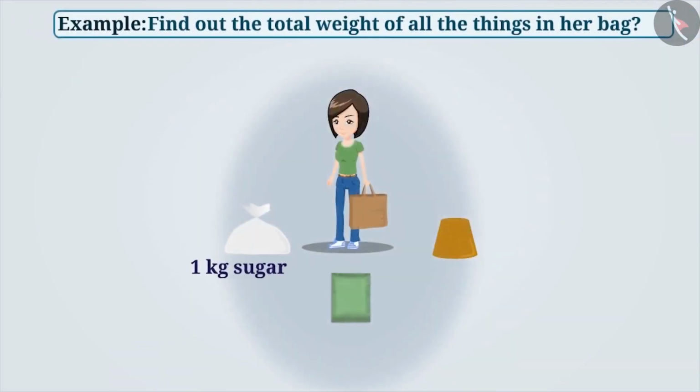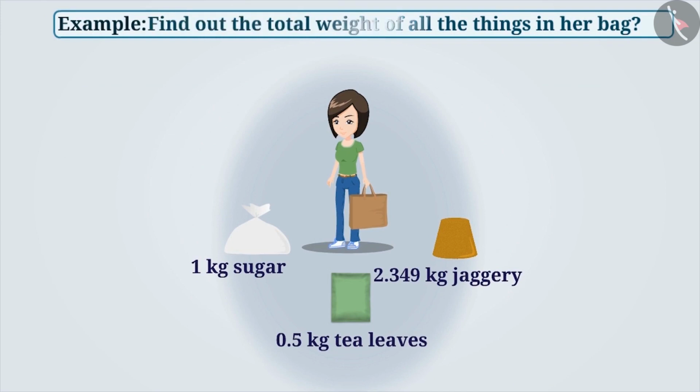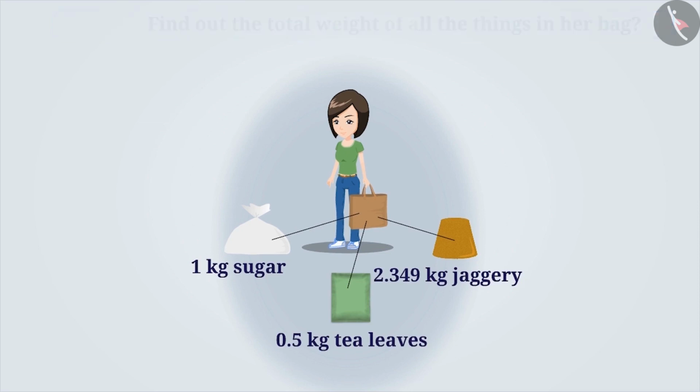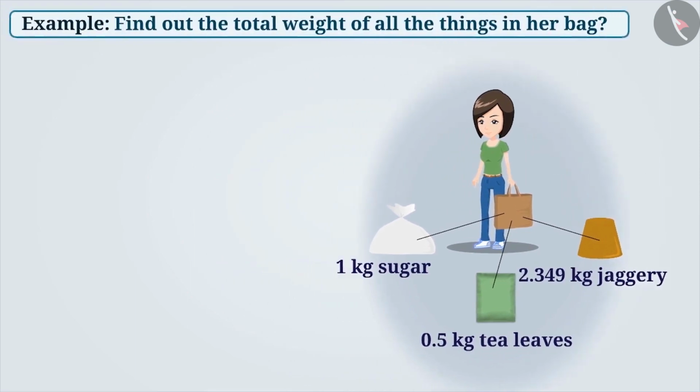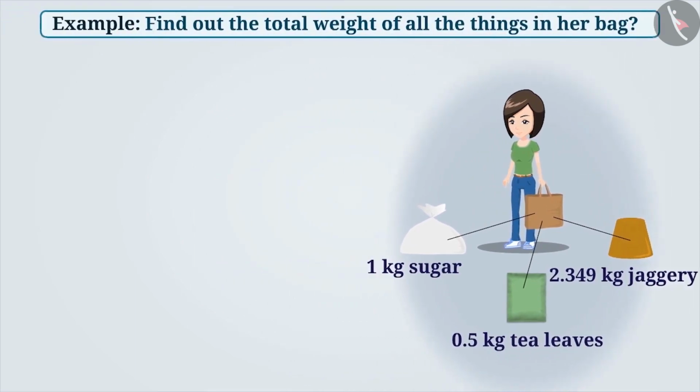Nisha bought 1 kg of sugar, 0.5 kg of tea leaves, and 2.349 kg of jaggery. She put the items in her empty bag. What is the total weight of all the things in her bag? To find the total weight, we need to add 1 kg, 0.5 kg, and 2.349 kg. So let's first write them one below the other.